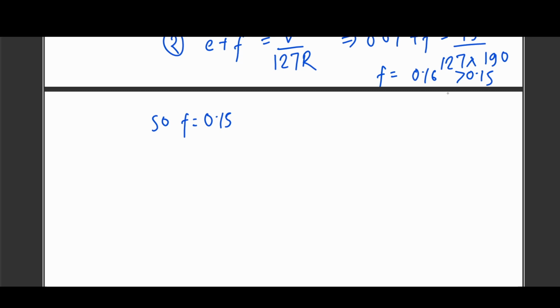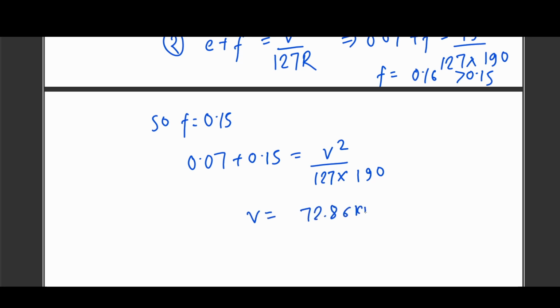So this is also not sufficient, because the value of f also exceeds the maximum allowable value, and the value of e also exceeds the maximum allowable e. So we need to decrease the design speed. For decreasing the design speed, we consider 0.07 plus 0.15 equals V square by 127 into R, where R is 190, and we need to calculate the value of V. The value of V will be 72.86 kilometer per hour.